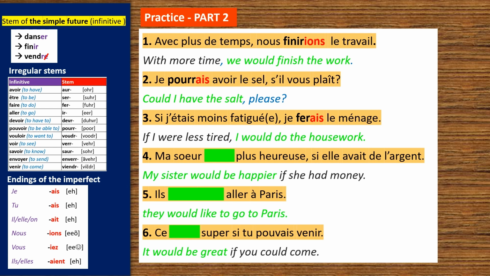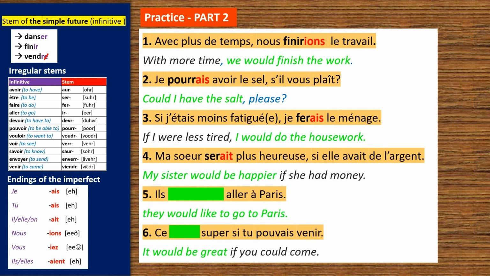We have in the English version for number 4 would be, so we need the verb to be, être. Ma sœur is the third person singular, she, elle. So we're going to take the stem, ser, and then take the ending, ait. Ma sœur serait plus heureuse.